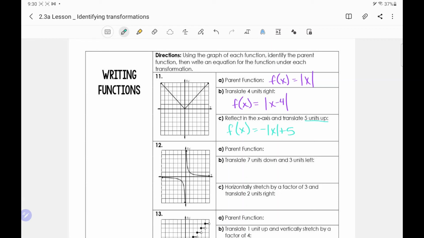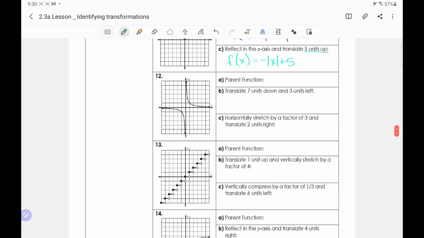Okay? So looking at this one, this parent function is going to be the reciprocal. F of x equals 1 over x. Translate 7 units down and 3 units left. Okay, to translate 7 units down, that means I'm going to subtract 7 at the end of the function, right? The 3 units left means that the x is going to have a plus 3.